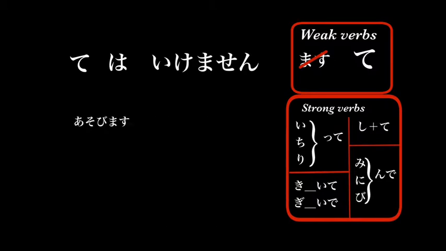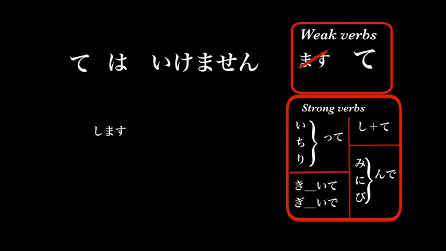Asobimasu, to play. Asobi, we find bi changes to nde. Asonde wa ikemasen. You must not muck around. You must not play. If you're in a dangerous area, koko, here. Koko de, to play here. Koko de asonde wa ikemasen. You cannot play here.